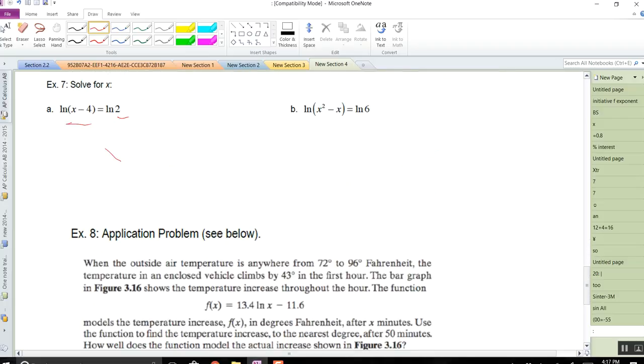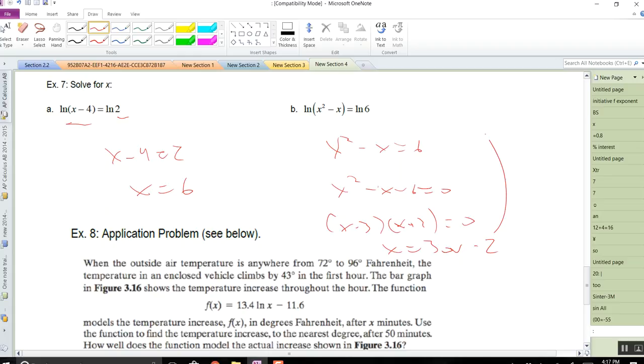These expressions have to be the same. x minus 4 equals 2, x equals 6. x squared minus x equals 6, x squared minus x minus 6 equals 0, x minus 3, x plus 2, so x equals 3 or negative 2. And negative 2 actually would be okay because you would have 4 minus negative 2 and it'd be okay. So you can't log a number that's negative, but when you plug negative 2 into the expression, you're fine.